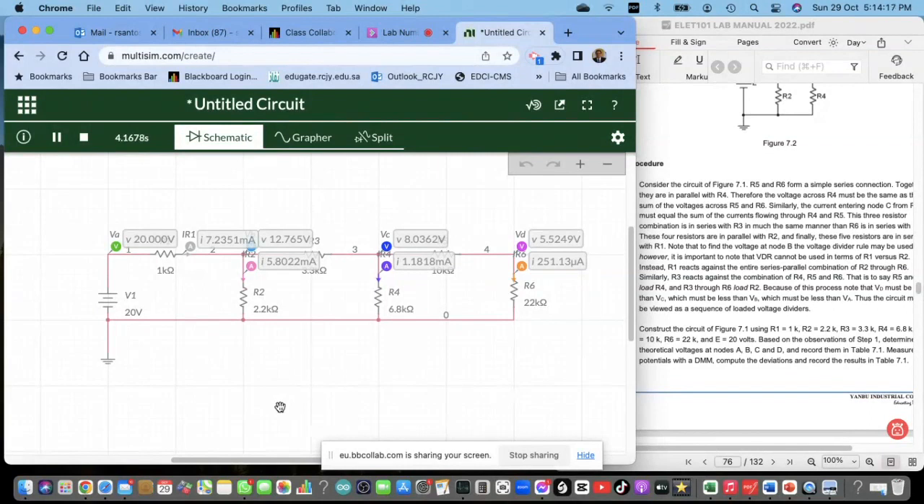All right, that's correct. So now let's see the voltages. So VA we have 20. In my book it's 20. So VB 12.76, which is correct. My calculation is the same. We have VC 8.03, that's correct also, and VD 5.5. Yes, that's correct. So everything now is correct here. All of these measurements now are correct.